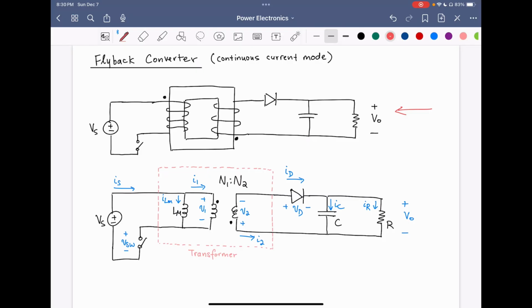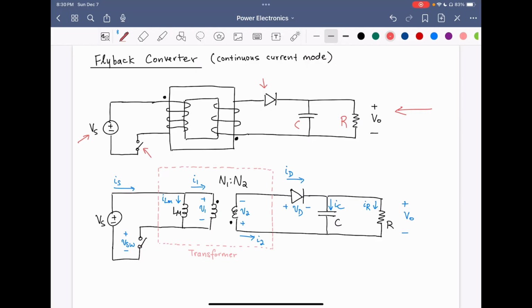simple. So we have this transformer here for electrical isolation. And on the primary side, we have an input voltage source and a low side controlled switch. On the secondary side, we have a diode, an output capacitor C, and a load resistor R.